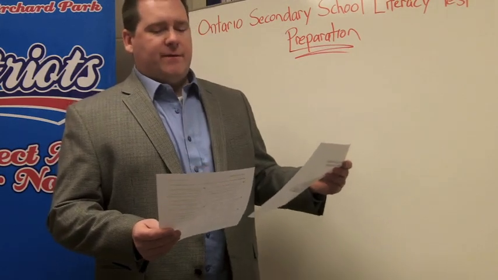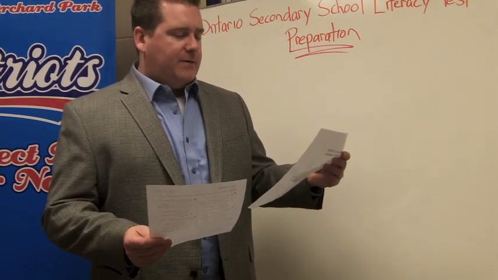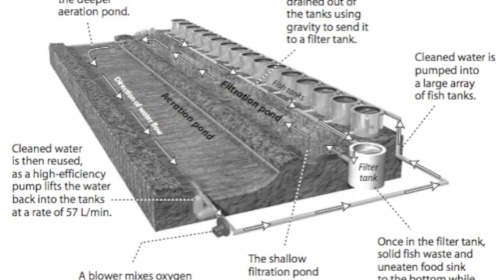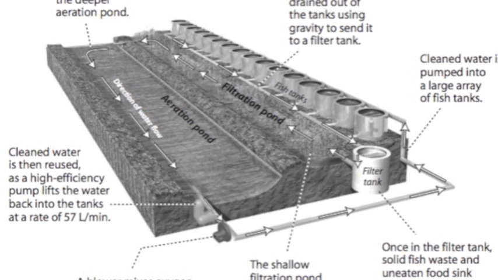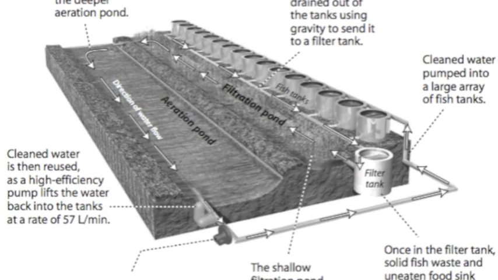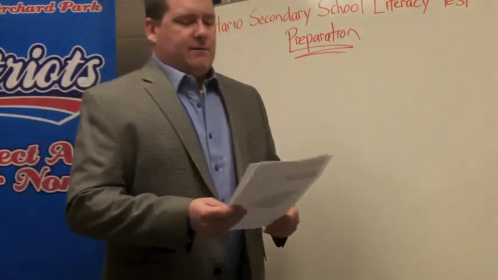D says from the filter tank directly back into the fish tanks. And again, if you take a look, follow the arrows: the filter tank goes to the filtration pond, then to the aeration pond, then back through the pump into the fish tanks. So B is the correct answer for question number 1.